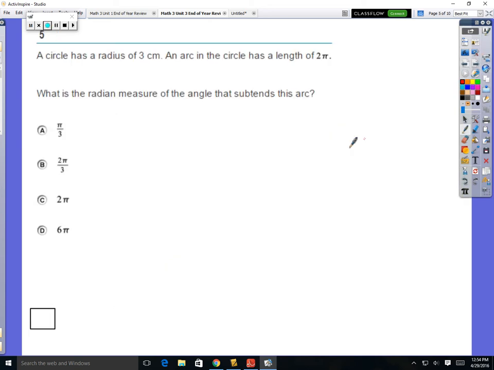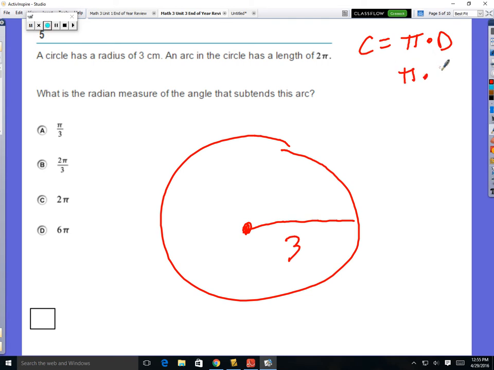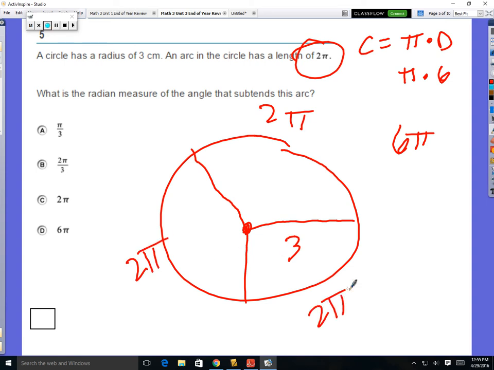Number 5. The circle has a radius of 3. Okay, now it's a bigger circle, so the radius is 3. An arc in the circle has a length of 2 pi. So let's find the circumference. Circumference equals pi times diameter, so it's going to be pi times 6. So 6 pi. All the way around the circle is 6 pi, and this is 2 pi. So that's like a third of it. If we go 2 pi, 2 pi, 2 pi, that's 6 pi all the way around. So it is 1/3 of the circle.